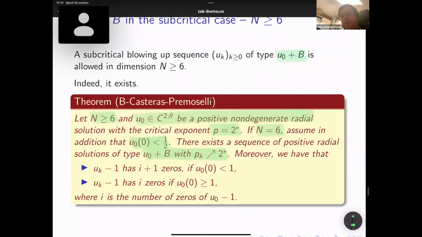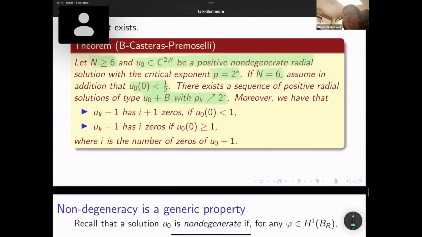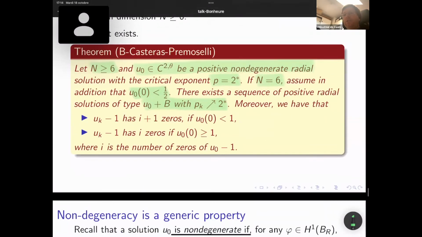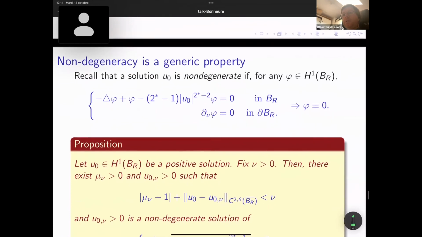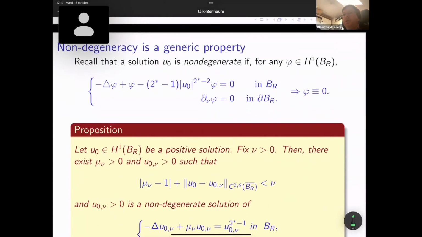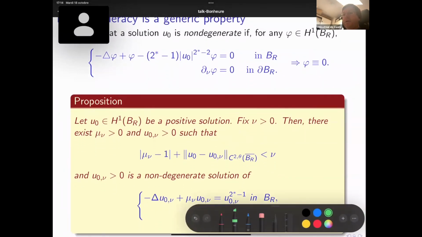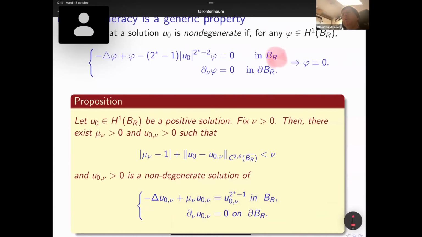Okay, and we can count the number of zeros of those solutions. Just a word about what I mean by non-degenerate radial solution. Well, many of you know. Non-degenerate means that the linearization is trivial, so there is no kernel. And in fact, this is a generic property. I mean that if it's not true for, let's say, a given radius r on a ball of radius r, then if you perturb a little bit the radius of the ball, it's going to be true.